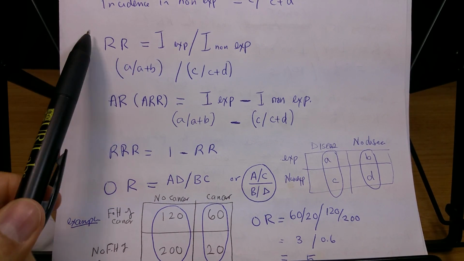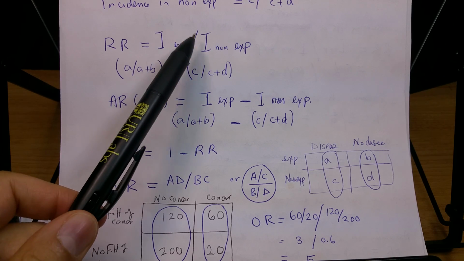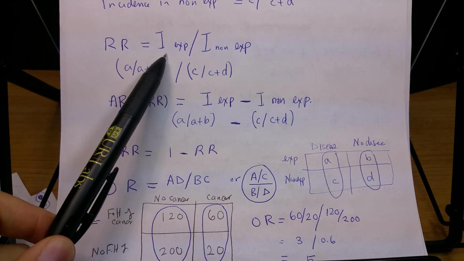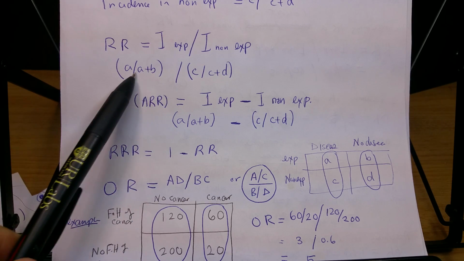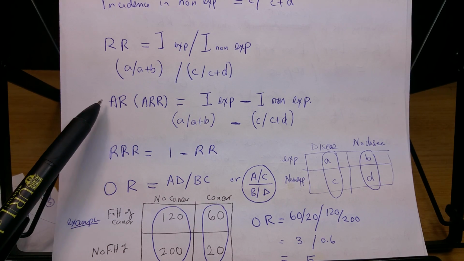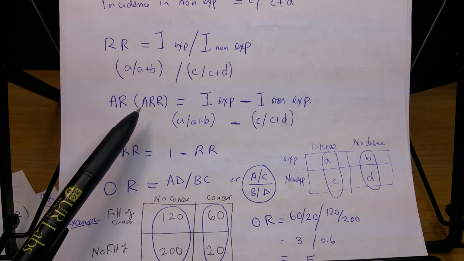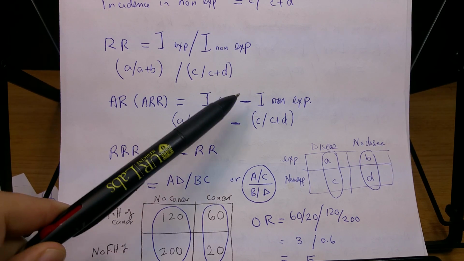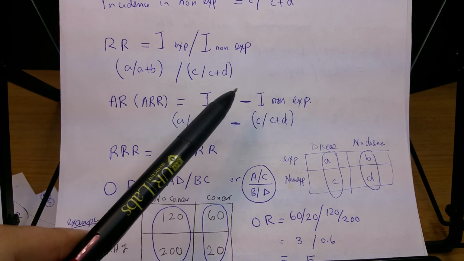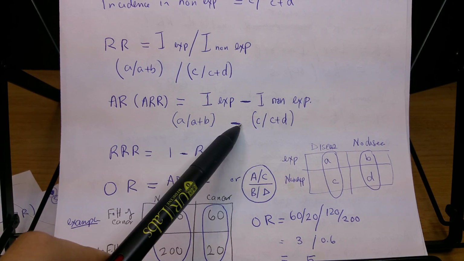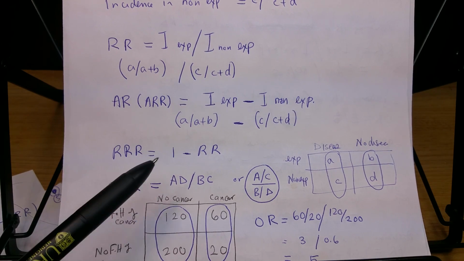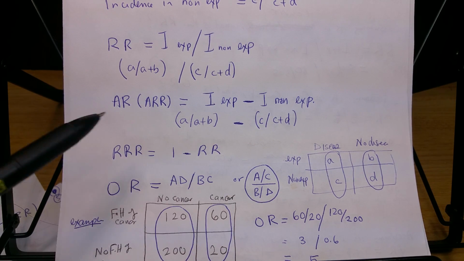As we said, relative risk is the incidence in exposed divided by the incidence in non-exposed. We've already got the incidence in the exposed and non-exposed in the previous equation. Attributable risk or absolute risk reduction, the difference is the minus. We subtract the incidence in exposed from the incidence in non-exposed. The relative risk reduction, 1 minus RR, they didn't ask it in here.